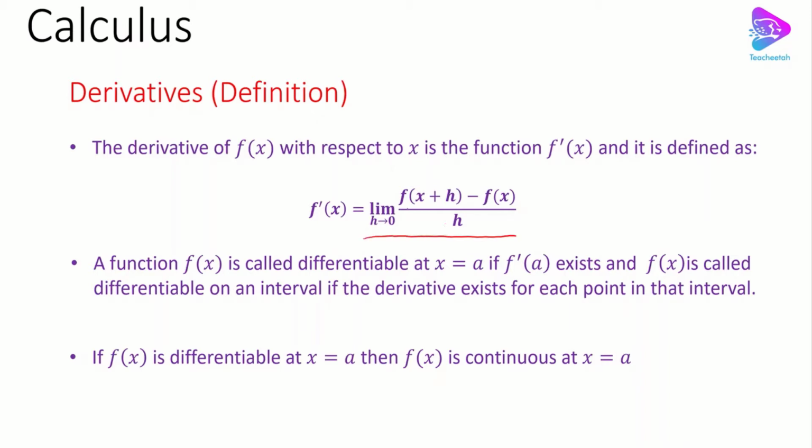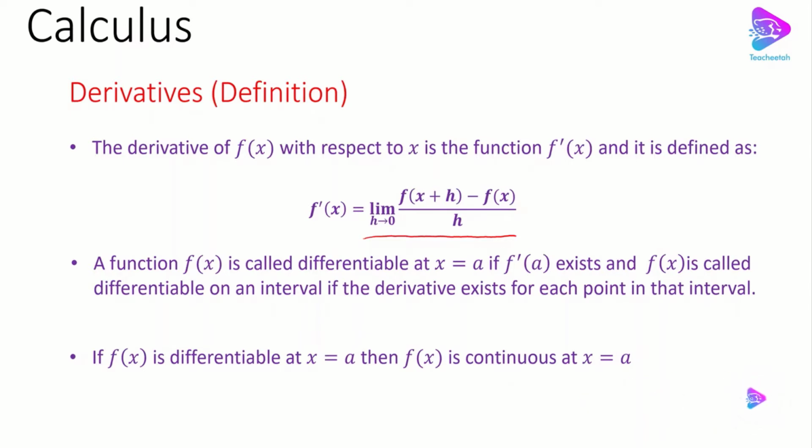So we have to make a limit in the form of f of x plus h minus f of x over h. As I said before, a derivative is an indeterminate form of limit, and we have to use some sort of algebraic simplifications in order to solve that limit. Once we solve that limit, basically we obtain the derivative of that specific function.